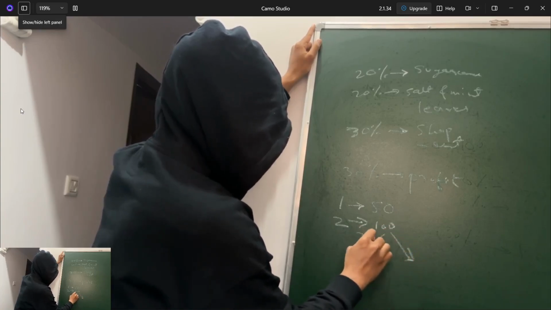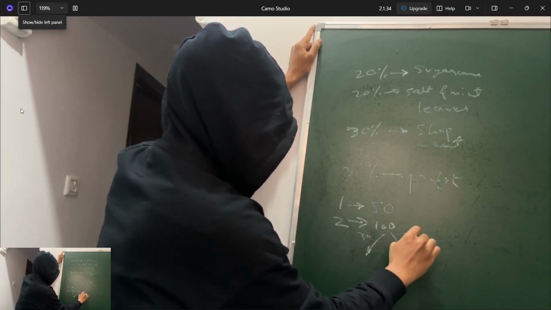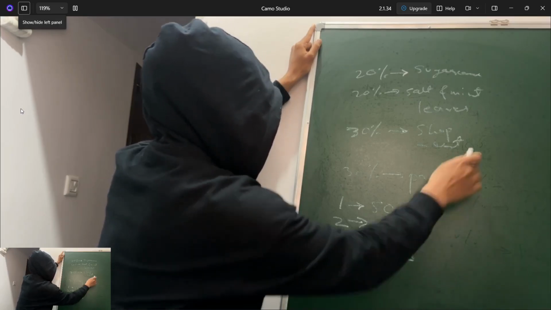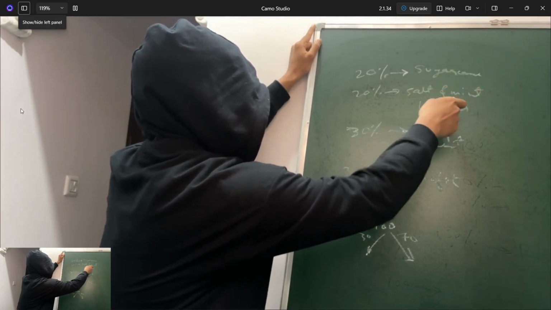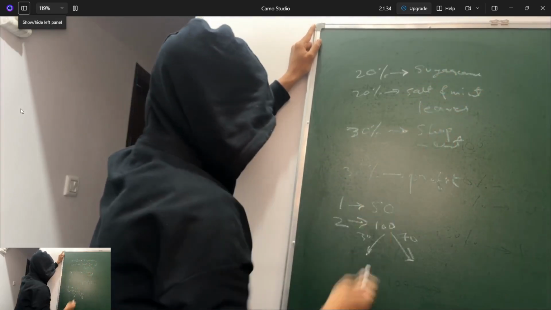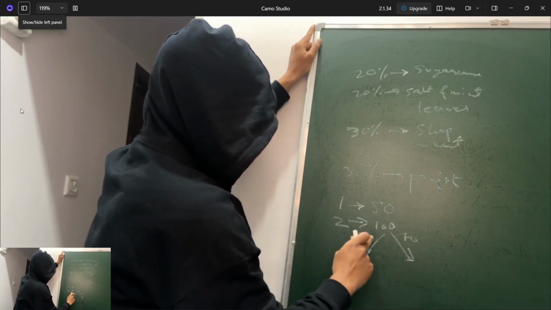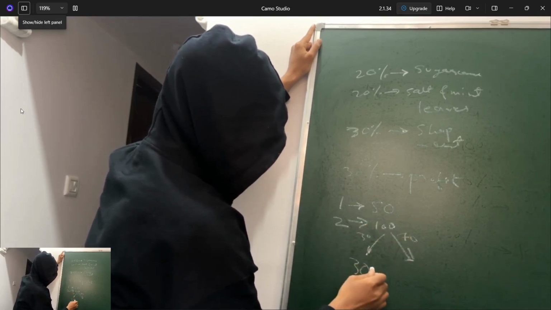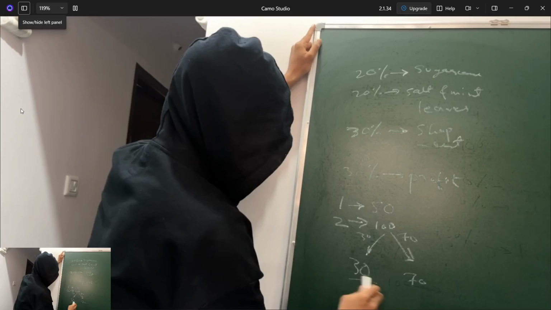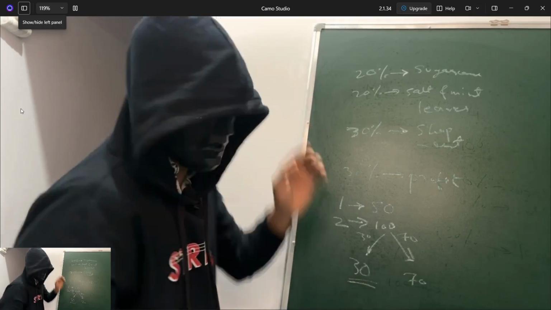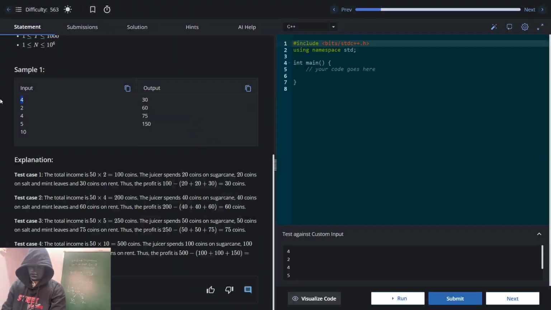Out of this 100 rupees we have to make 2 partitions. One is for 30%, which is our profit. The other is for 70%, which goes to buy sugarcane, buy salt and mint leaves, and give shop rent. So 30 coins is the profit and 70 coins went to these things. We need to return only the profit, so we return 30, which is shown here as well for n equal to 2.